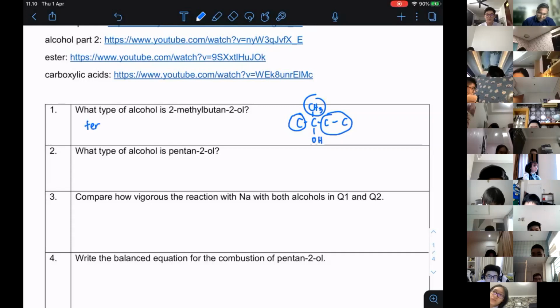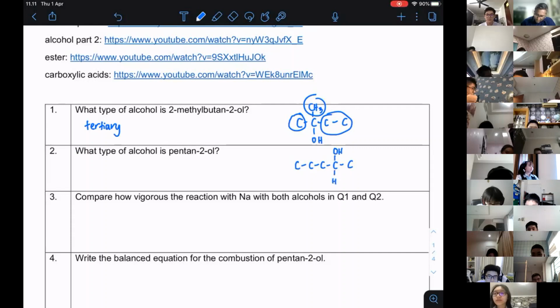Now, what type of alcohol is pentan-2-ol? Pentan-2-ol, you just do the same thing. 5 carbon, and then at position number 2, you have OH. So you have one R group and another R group. So this is going to be a secondary alcohol.